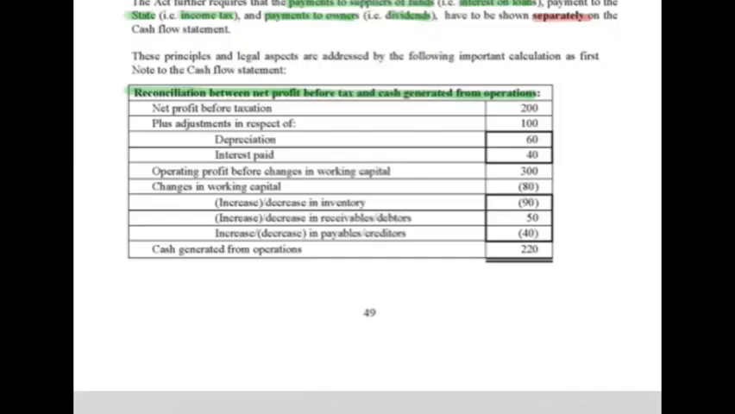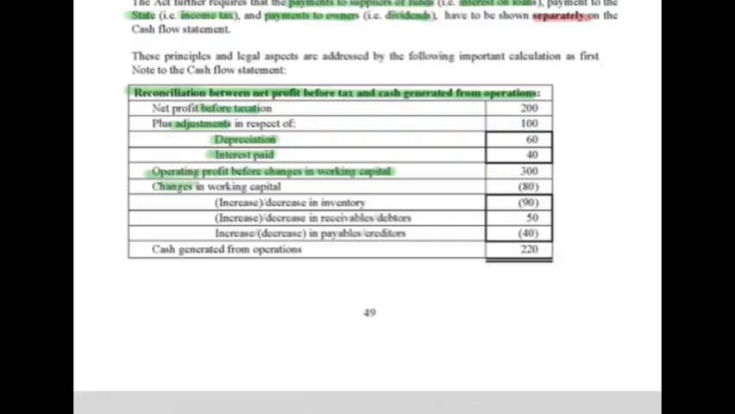It starts with the net profit before tax. Then I add back any adjustments in respect of depreciation, so anything that is non-monetary value, and interest paid. Then I add up a subtotal that says operating profit before changes in working capital.